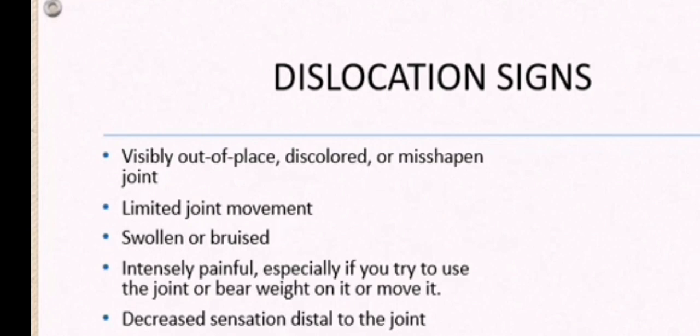There might be decreased sensation distal to the joint, and you have to assess the vasculature. You have to see the distal pulse, the pulse pressure, the pulse volume, and compare with the normal side. You have to appreciate whether there is any coldness in the extremities, and you have to document all those findings.